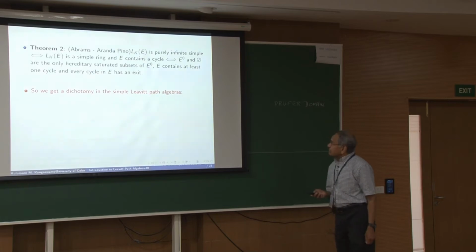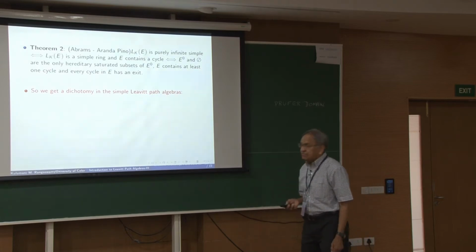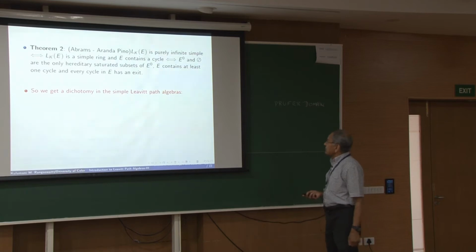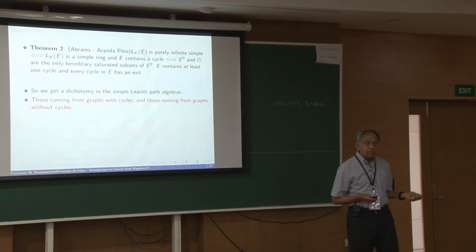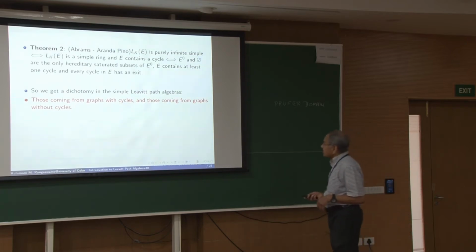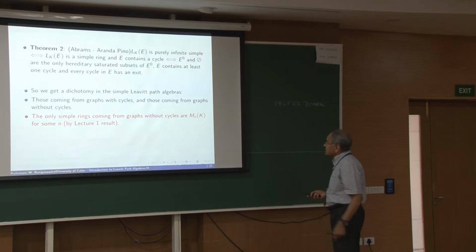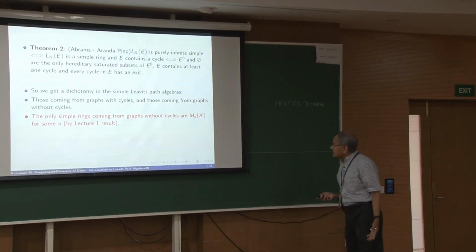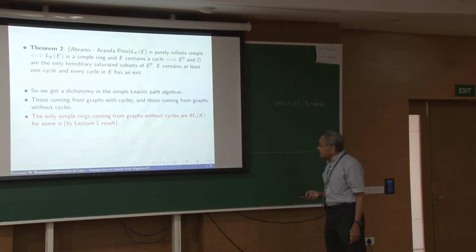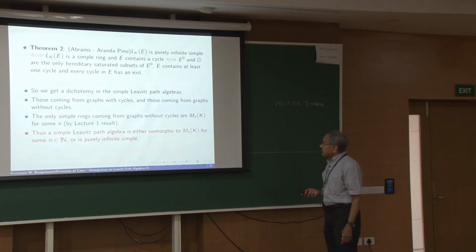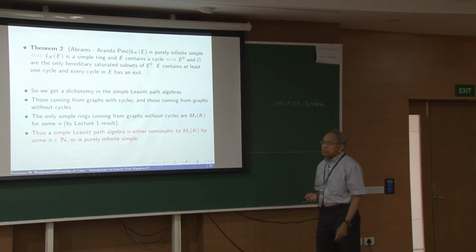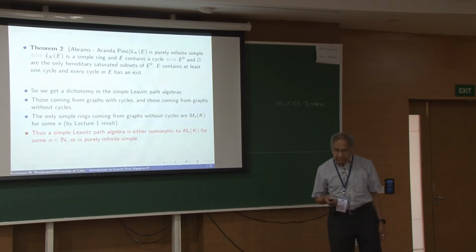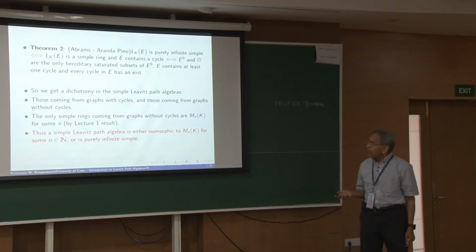And so this presents a kind of dichotomy for simple Leavitt path algebras, those coming from graphs with cycles and those coming from graphs without cycles. So the only simple rings coming from graphs without cycles, of course, are matrix rings of finite order. And so the simple path algebra is either isomorphic to a matrix ring of finite order, or it is purely infinite simple.